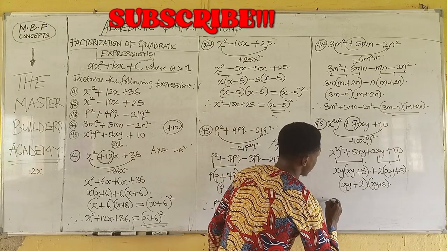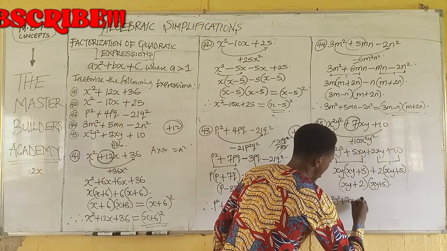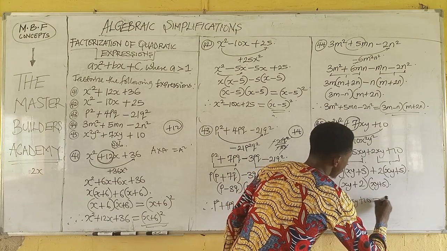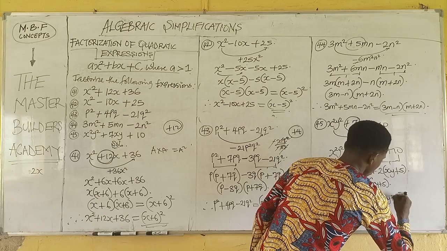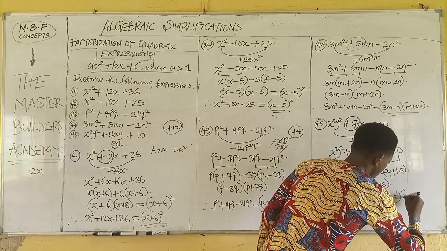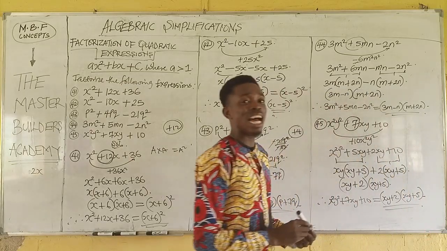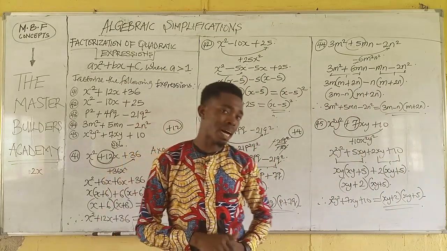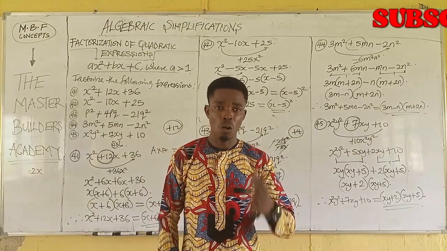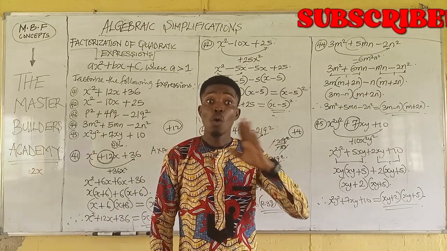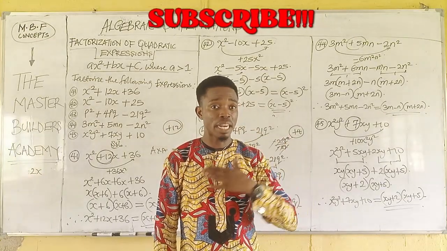Therefore, guys, x squared y squared plus 7xy plus 10 is equal to xy plus 2 times xy plus 5. This is the answer to question number 5. Guys, we have come to the end of factorization. We are going to have some special cases, but we are going to stop here at this very point.